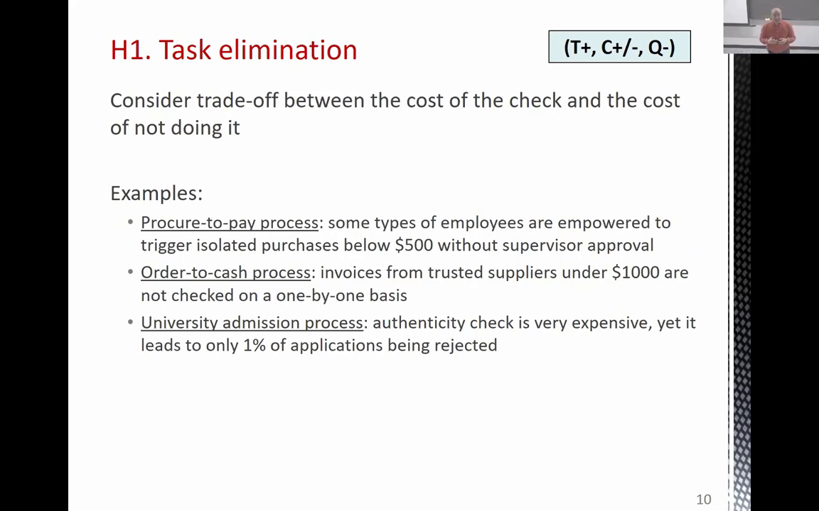But for certain types of suppliers that are very well trusted, where we have a long-term relation and where we have a very secure channel for communicating with them, we can say that, look, invoices you send me below 1,000, we will not check them one by one. We will just send them through payment. And later, we will maybe check a sample of those invoices instead of checking every one of them.